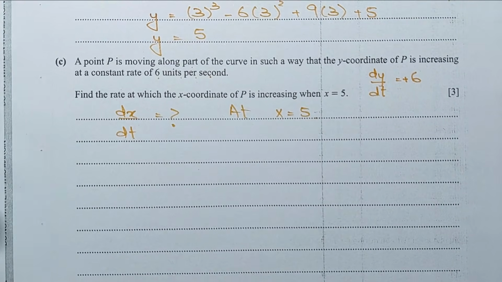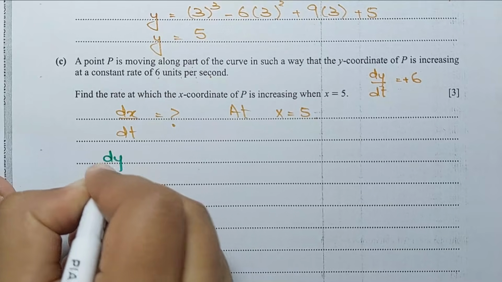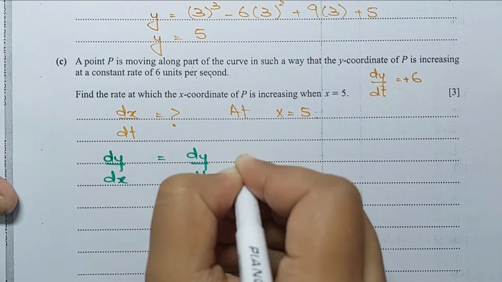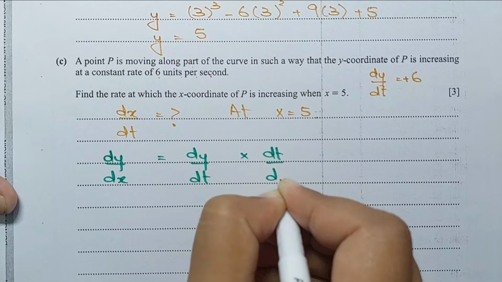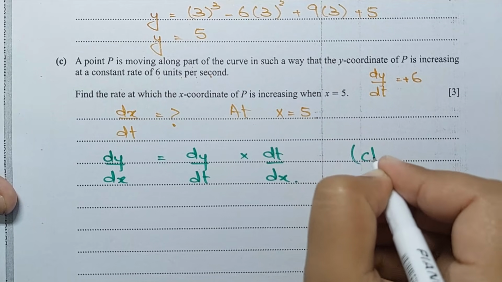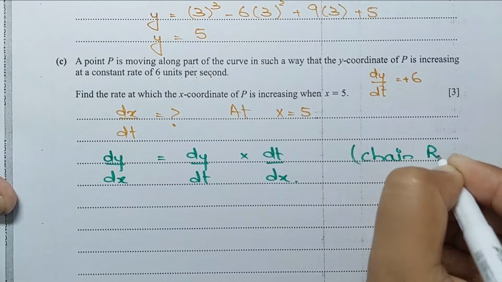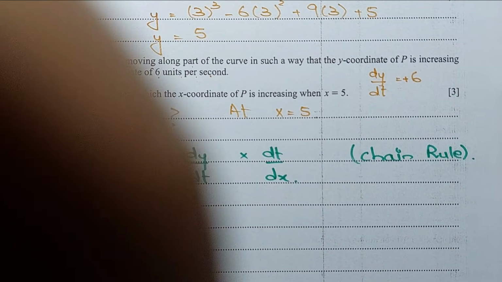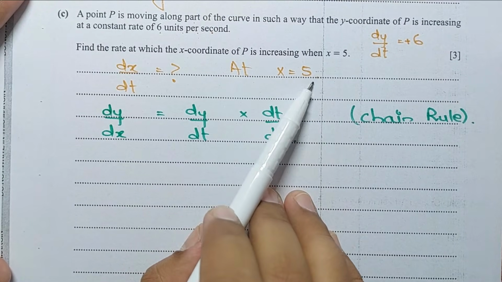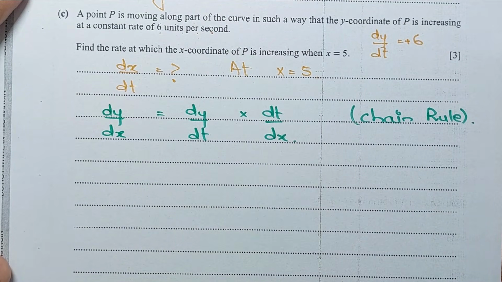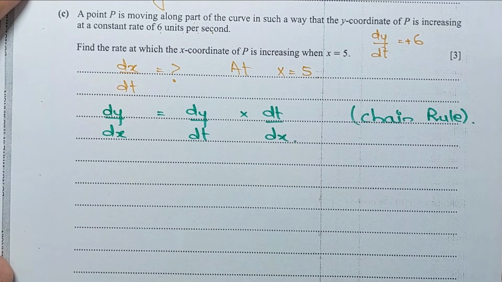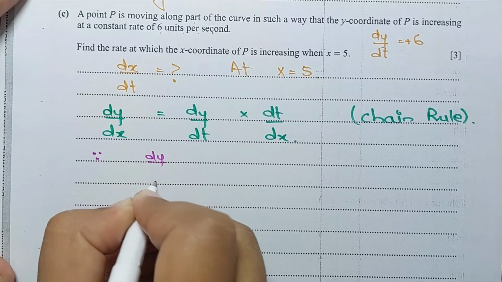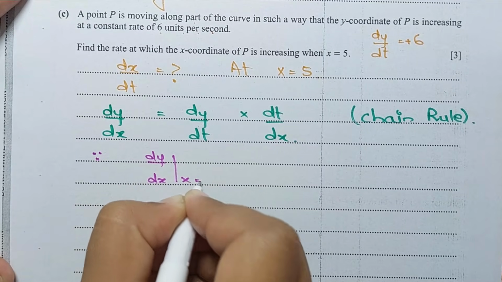Okay, now dy over dx is equal to dy over dt multiplied by dt over dx. This is the chain rule. So at x equals 5, we need to find out what dy by dx is at x equals 5 first. Now dy over dx at x equals 5.